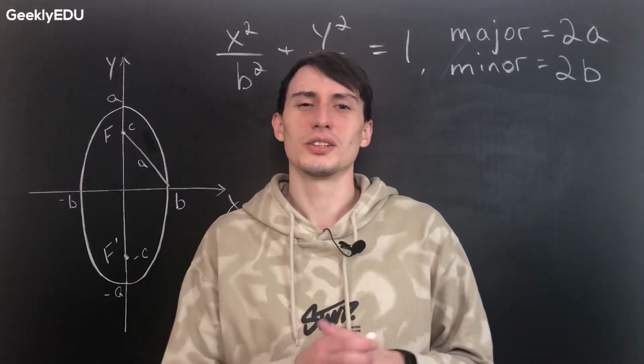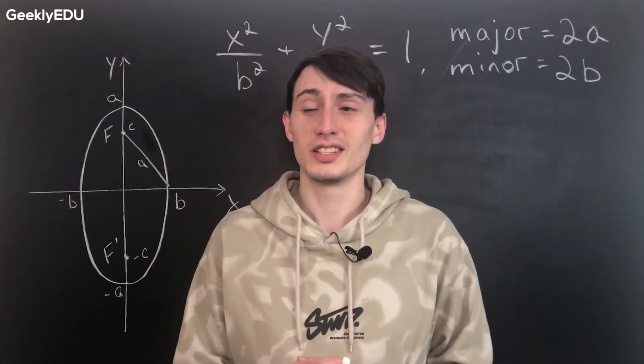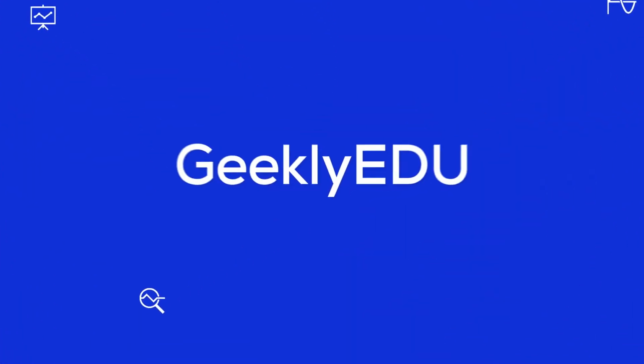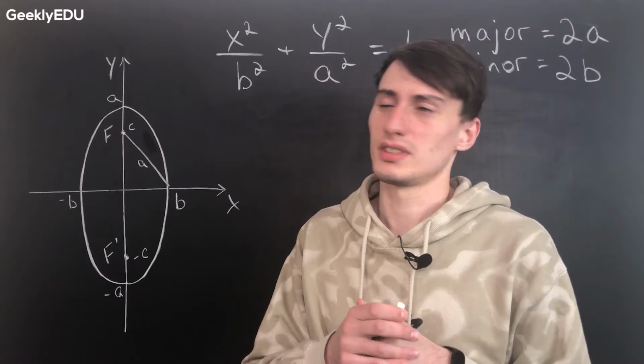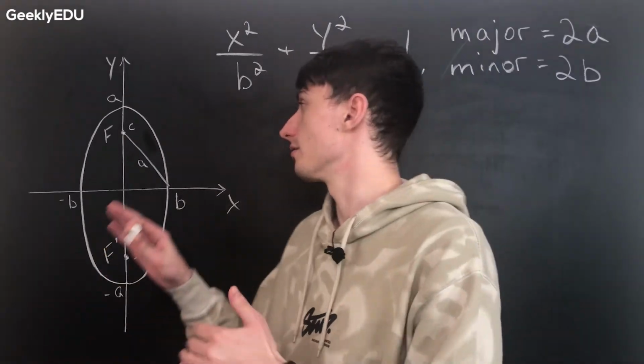Hey guys, so today we're going to take a look at a problem from one of my favorite subjects in college, analytic geometry. And more specifically, we're going to look at an ellipse. But keep in mind that this is not a regular horizontal ellipse, this is a vertical ellipse.